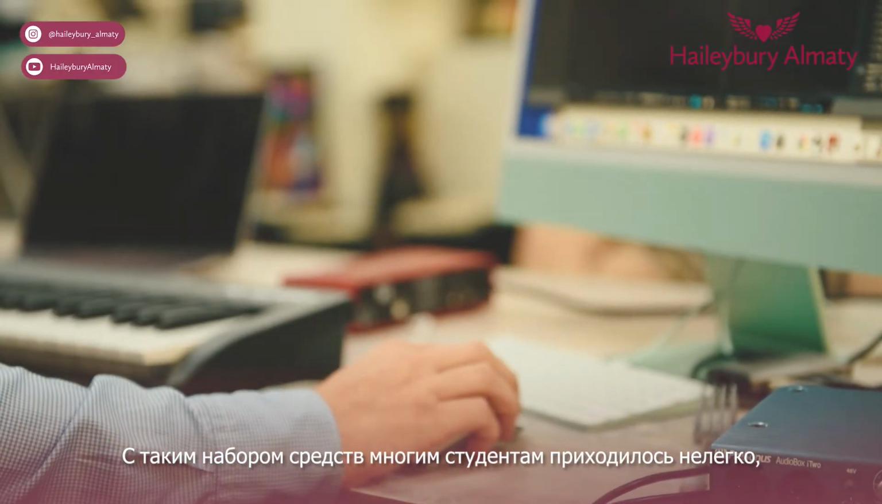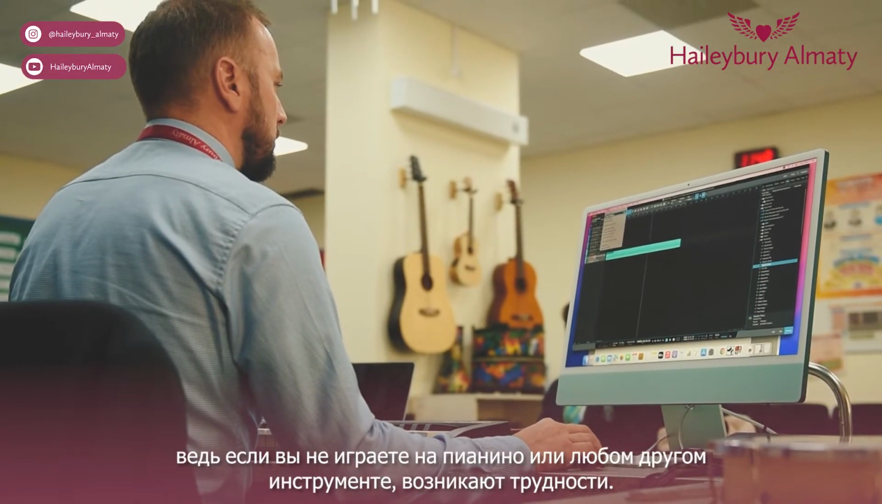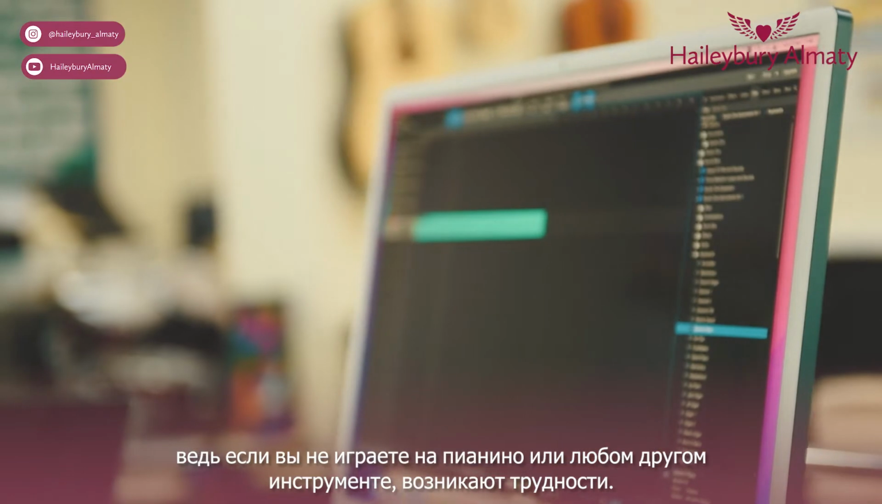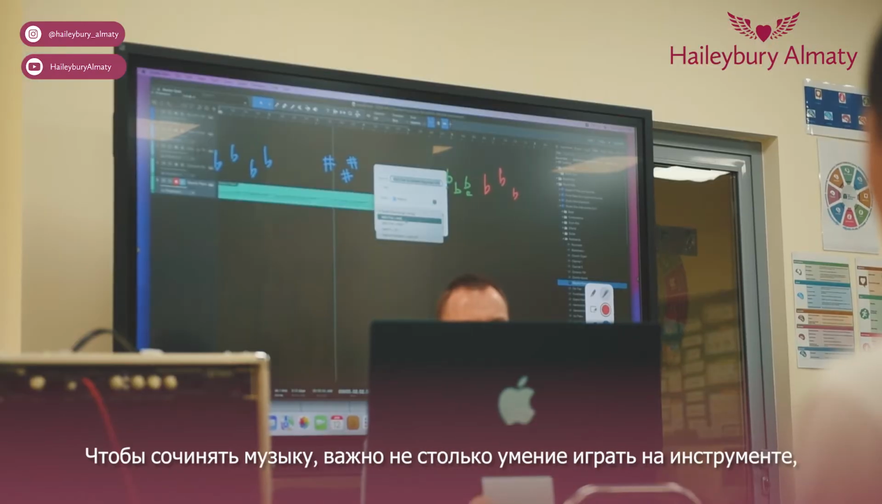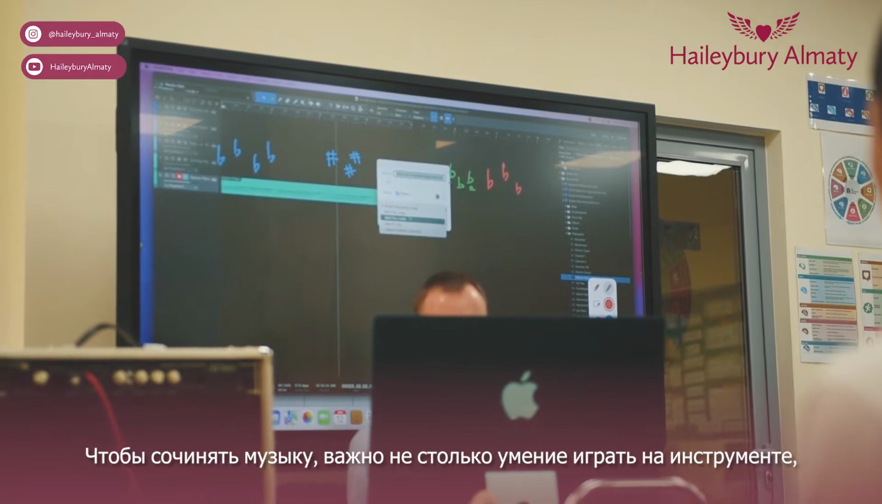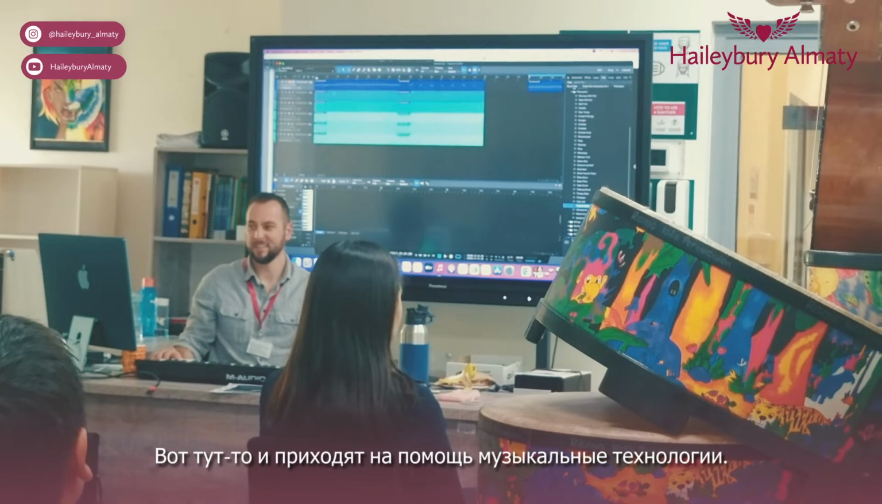For the vast majority of students though, that's not an accessible thing to do, because if you don't play the piano or you play an instrument that's not readily available, it becomes a lot more challenging. And composition isn't necessarily about playing the instrument, but more being creative with music in general. So this is where music technology comes in.